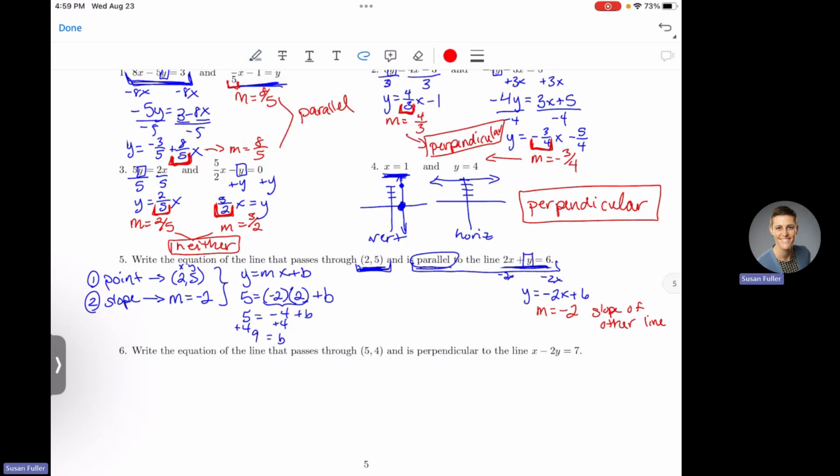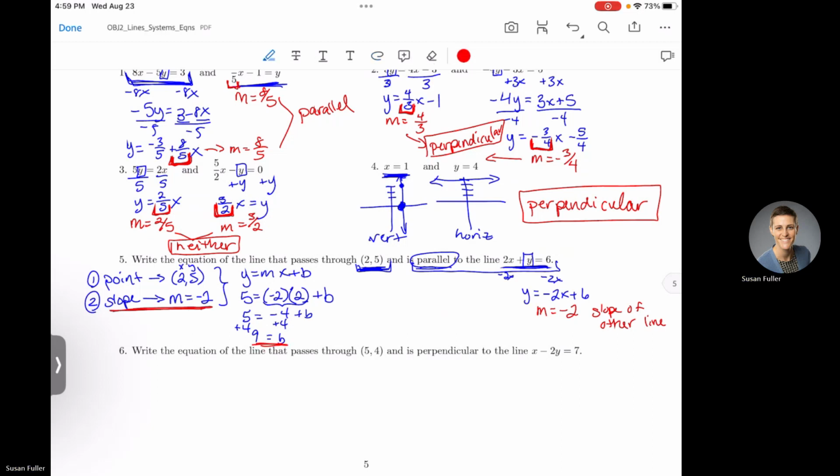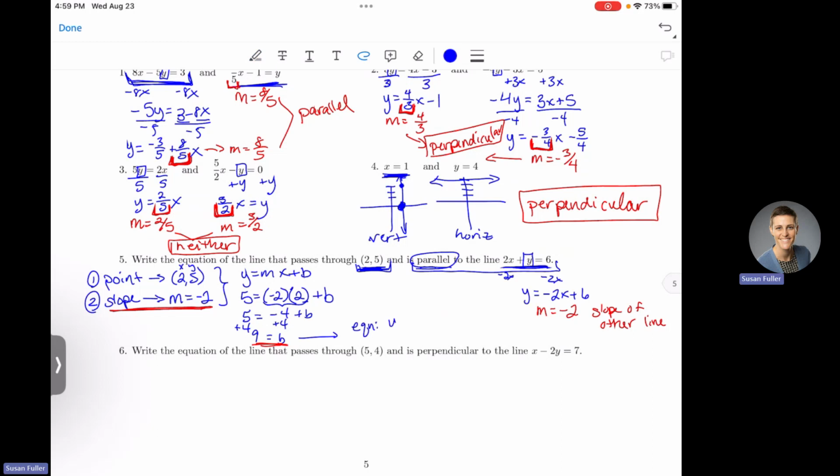Recall that I know that the slope is -2. My b value is 9. And that means that the equation of my line is y equals m, which is -2, times x plus my b value of 9. This is the equation of our line.